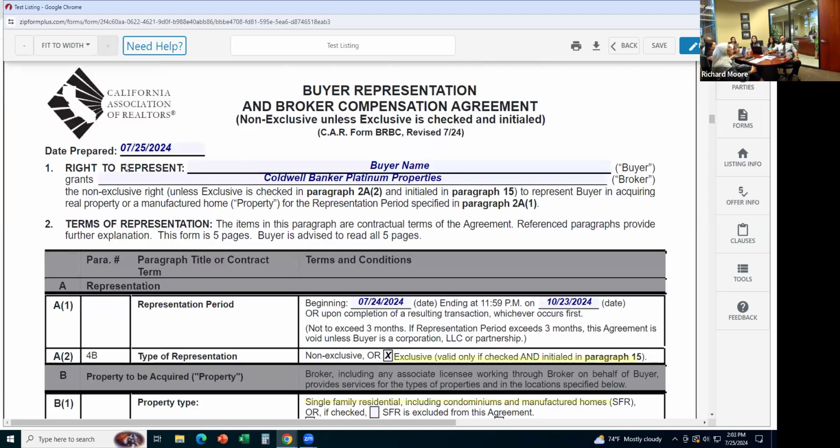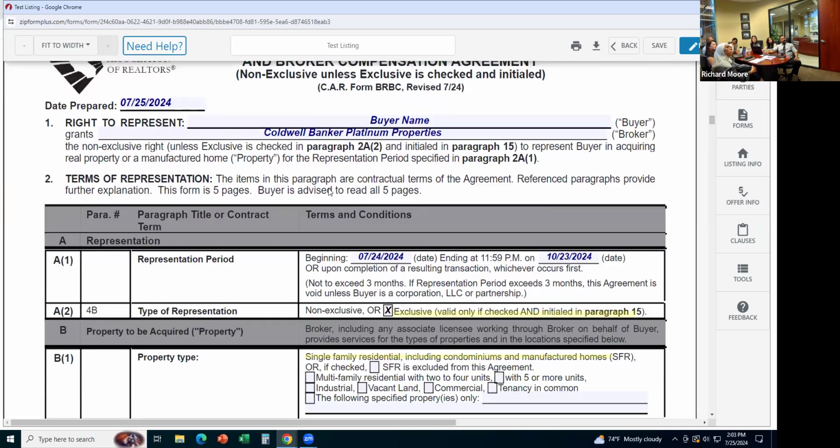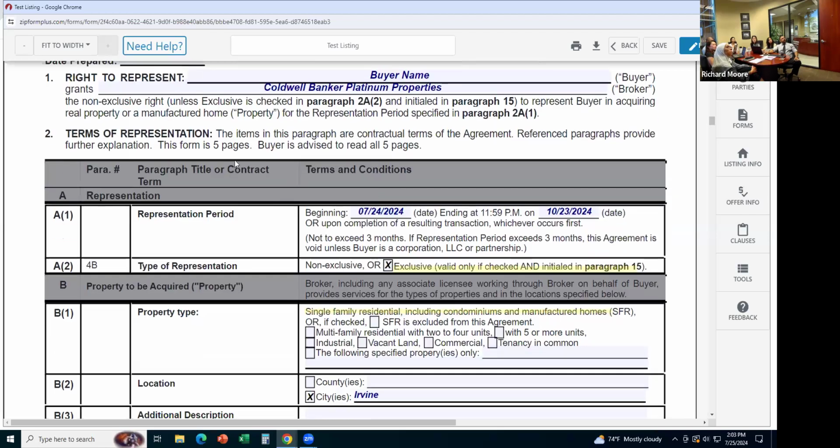Number 1, right to represent. The buyer's name should have already populated in here because you entered it into the other form. And the buyer's granting Coldwell Banker Platinum Properties, the broker, the non-exclusive right, unless exclusive is checked down at the bottom of paragraph 2A. So for now, it's just non-exclusive, to represent the buyer in acquiring a real property or manufactured home. The terms of representation are below here, so we're going to talk about that.